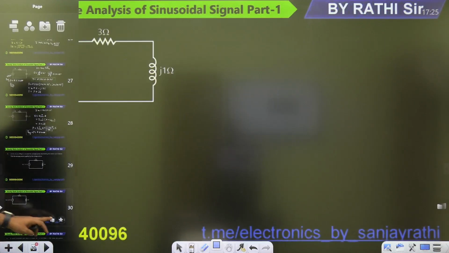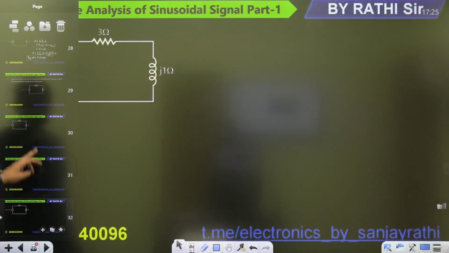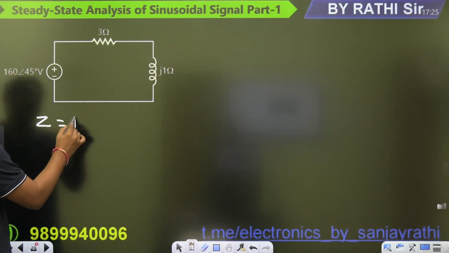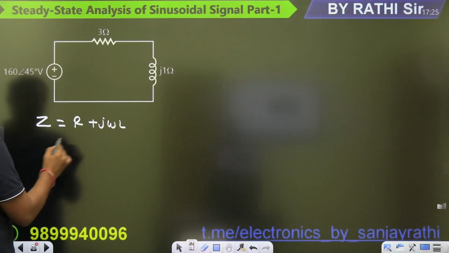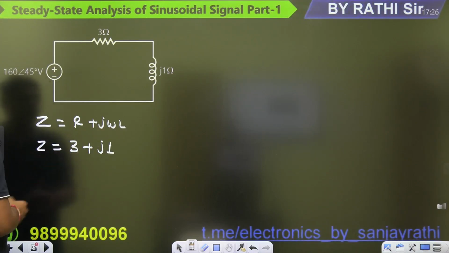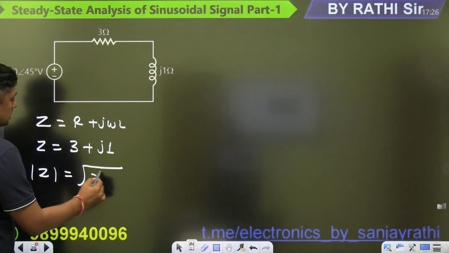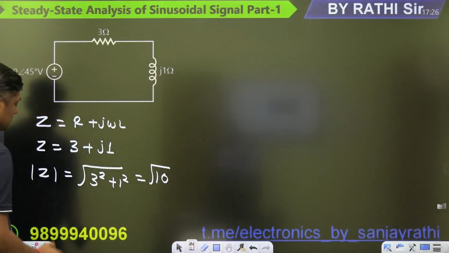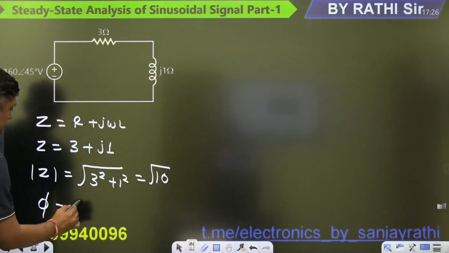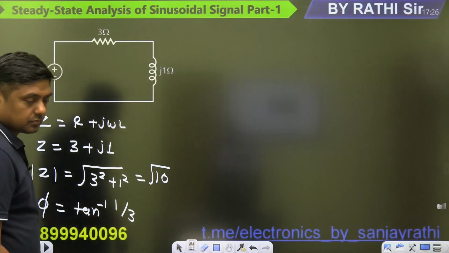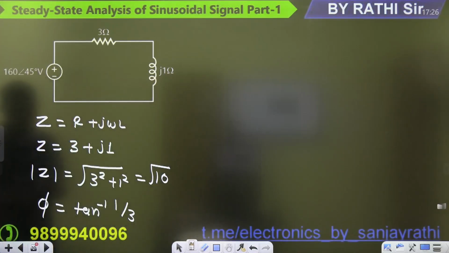Similar method, you can find Z is equal to R plus j omega L. What is the R? 3. What is the imaginary part? Positive. So what is the magnitude of Z? 3 square plus 1 square, that is nothing but root 10. And what is the phase of that? Tan inverse of imaginary upon real, that is the positive value.